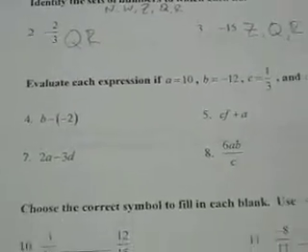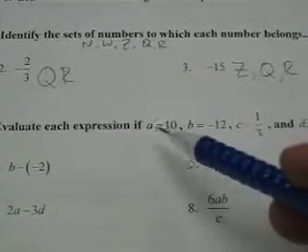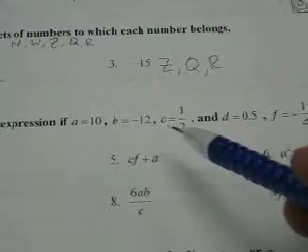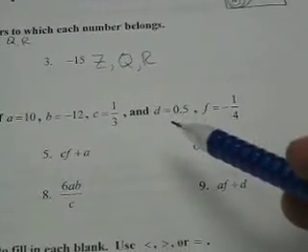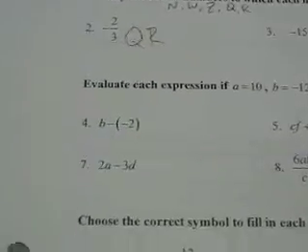All right, for numbers 4 through 9, we're evaluating the expression for the given values. A is 10, B is negative 12, C is 1/3, D is 0.5, and F is negative 1/4.